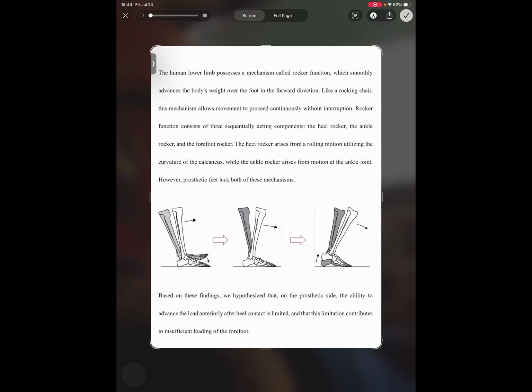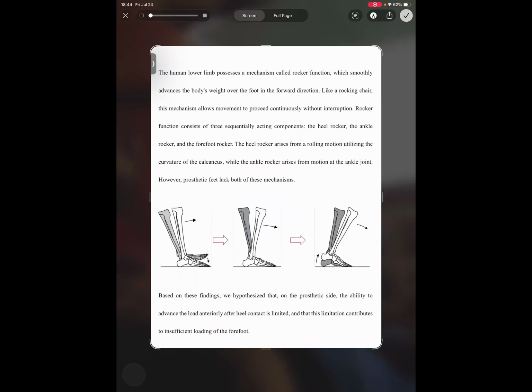Okay. I don't see any problems here. I do have a question. These diagrams, are these your diagrams? Did you create these diagrams? No, it's from reference. It's from the textbook.